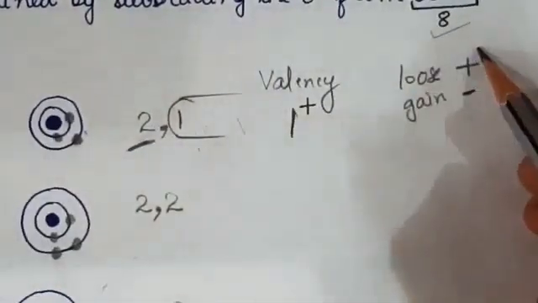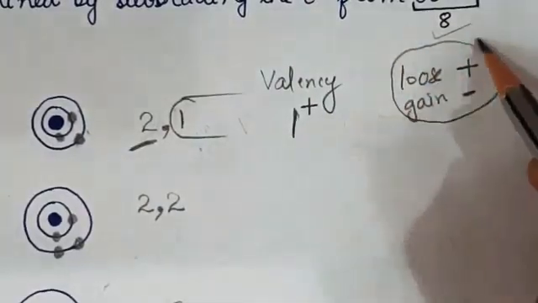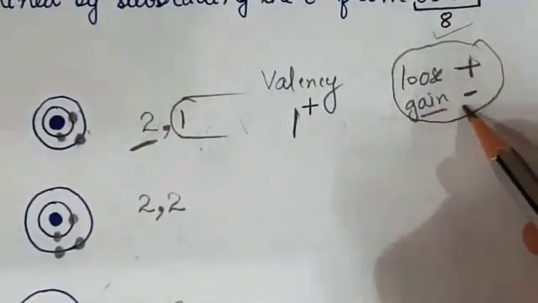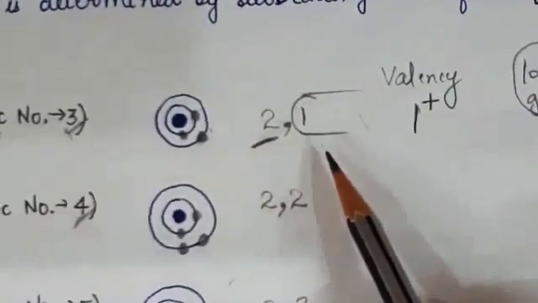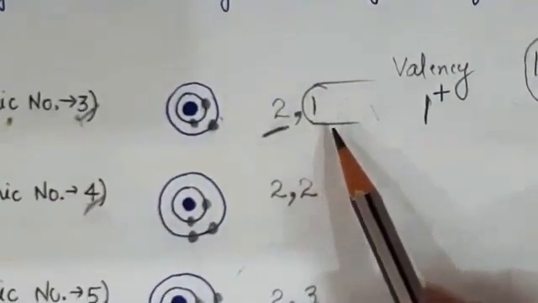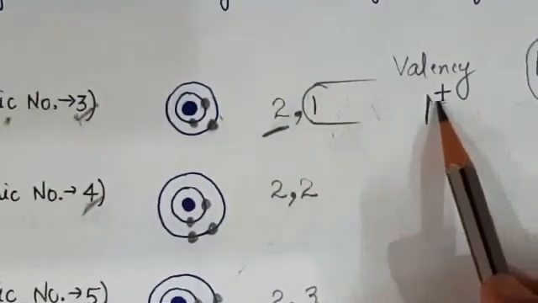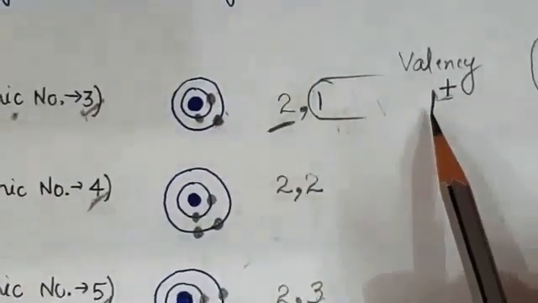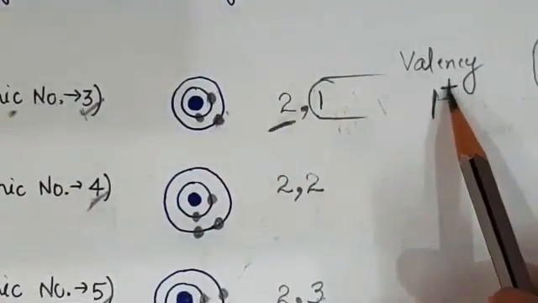Keep this thing in mind. If electrons are lost, the sign will be plus. If electrons are gained, the sign will be minus. So 1 electron is being lost. So what is the sign? Plus. So valency is 1 and charge is plus.